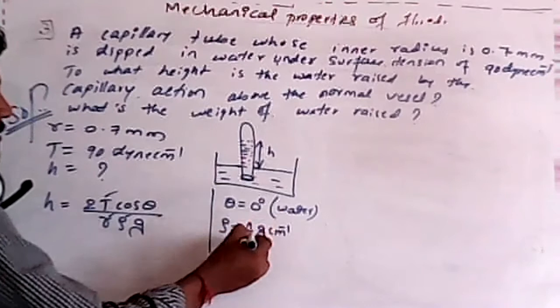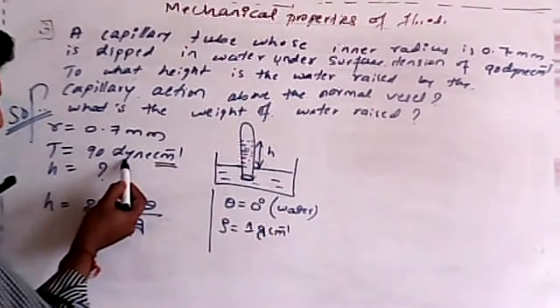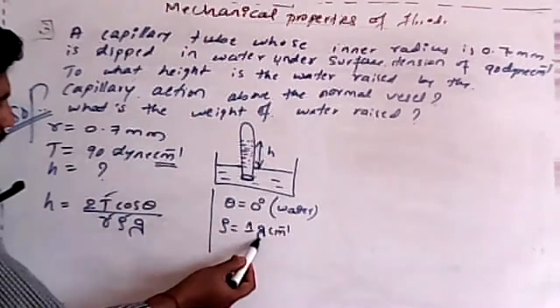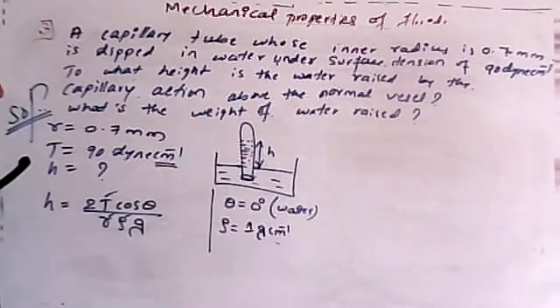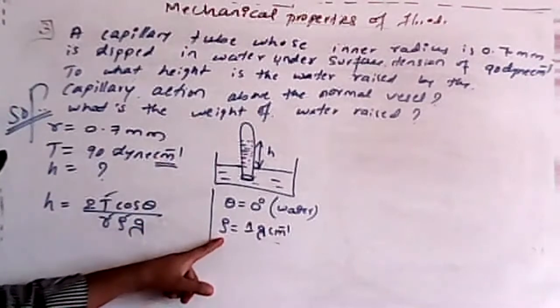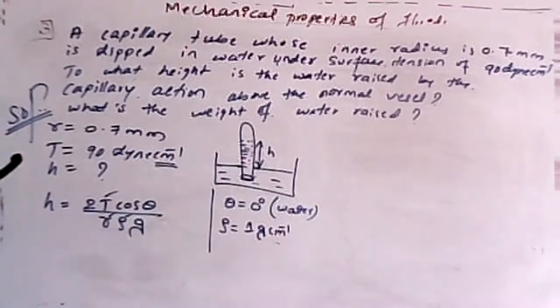Why? Just listen, students: dyne is there, centimeter is there. If dyne comes, it means gram comes; centimeter comes means centimeter. So don't write in SI unit, you have to write in CGS only. So density you can express only in 1 gram per centimeter cubed. Then T is given. Okay, you just tell me now what is your answer.